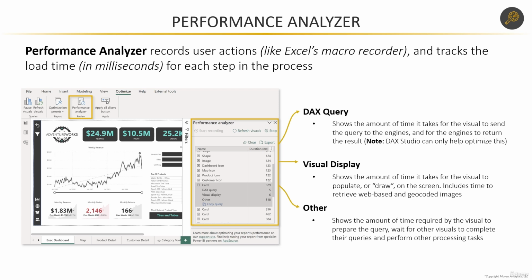And then last, we've got our other bucket. In the other bucket, it's really just all of the other tasks that the engine is performing that aren't related to either creating the visual or returning the results of the specific DAX query. So the other bucket includes activities like preparing the query, waiting for other visuals on the page to complete their queries, plus other background tasks that the engines are performing. All right, so let's head over to Power BI and we're going to explore the Performance Analyzer for ourselves.